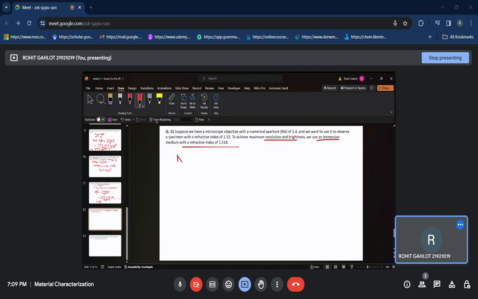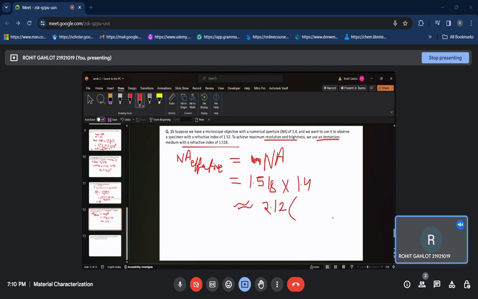We know that the effective numerical aperture, in the presence of immersion or some media, can be written as n times the numerical aperture of the previous one, where n is the effective refractive index. So the refractive index is 1.518 times the numerical aperture of 1.4. This will come to around 2.12 in the case of immersion.